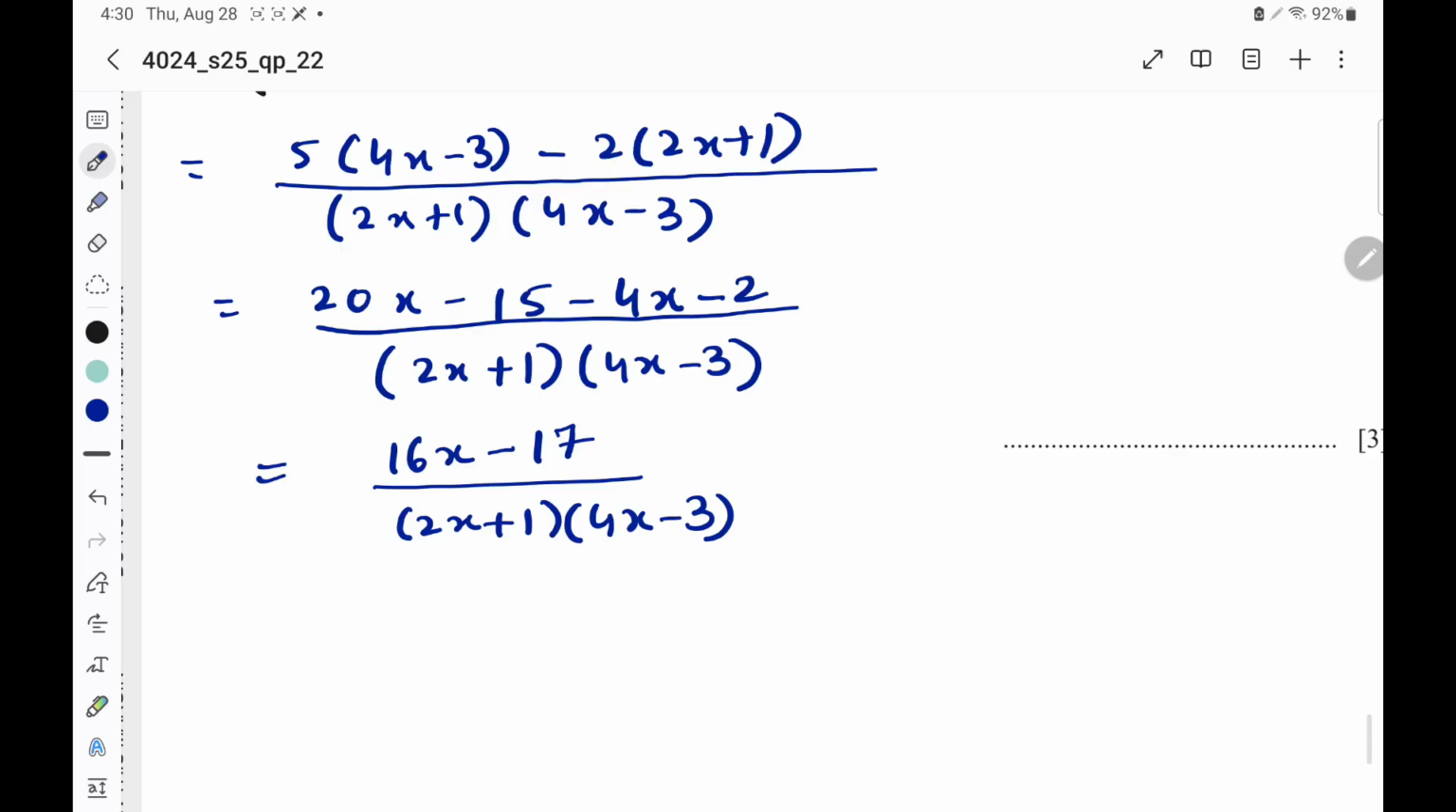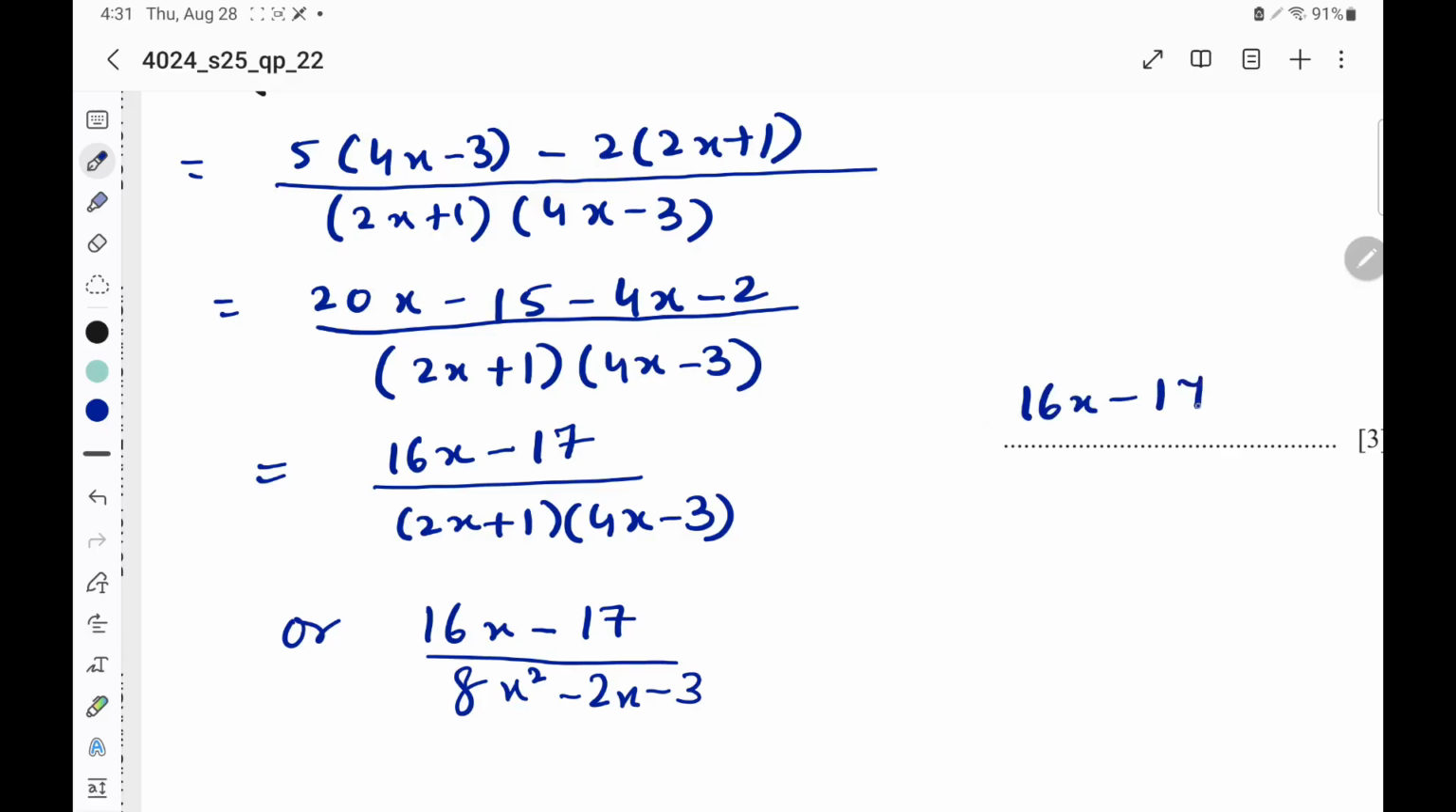If you are multiplying, then your answer can be 16x minus 17 divided by 8x squared minus 2x minus 3 if you expand it. So they both are acceptable. Okay, so the answer I'm writing down is 16x minus 17 divided by 2x plus 1 and 4x minus 3.